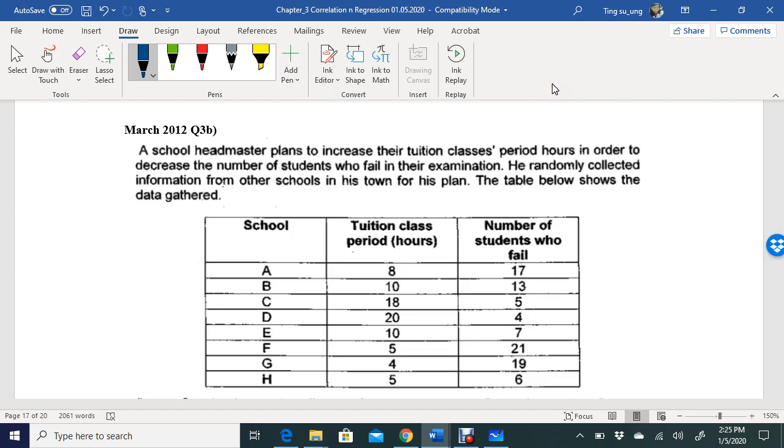So straight to one of the examples, in March 12, question 3b. Look at this question. A school headmaster planned to increase their tuition classes period hours in order to decrease the number of students who failed in their examination. He randomly collected information from other schools in his town for his plan. The table below shows the data gathered. You have tuition class, then you have number of students who failed. So tell me, what is your X here? For sure this is your X and this is your Y.